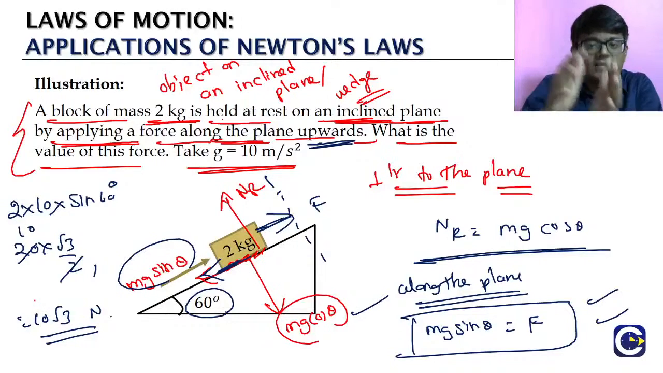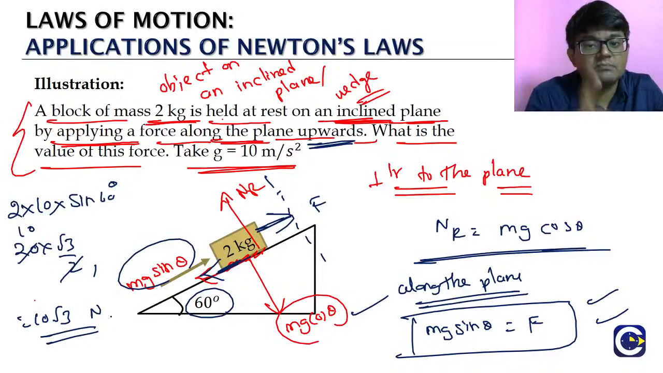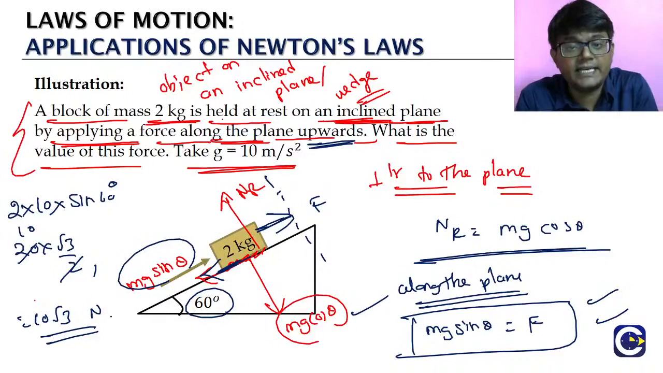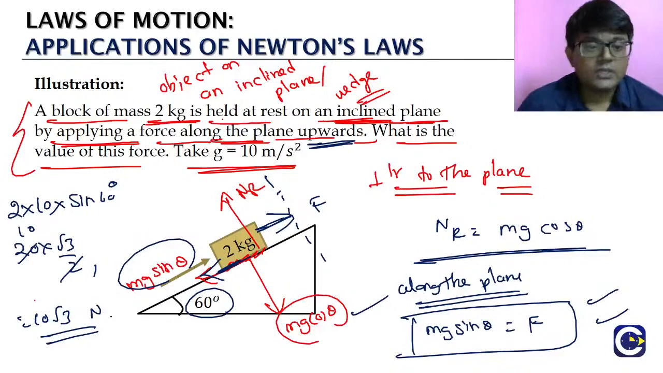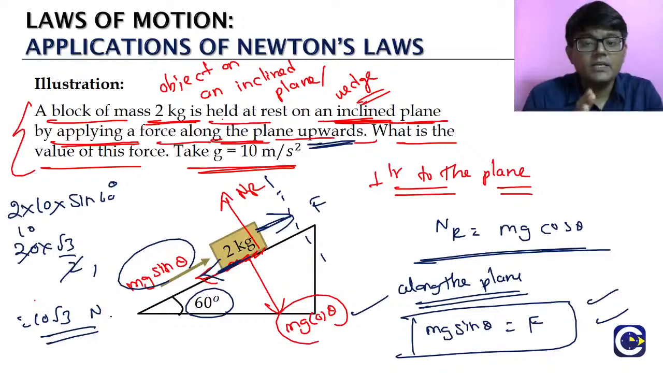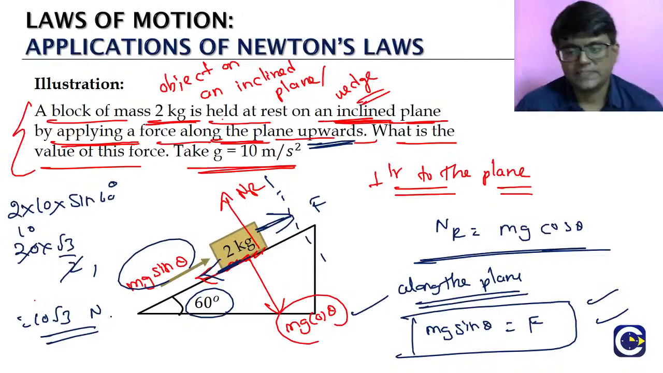So if you have a block on the inclined plane, we take the weight components. The component of the weight along the plane downwards is mg sin theta. The component of the weight perpendicular to the plane downwards will be mg cos theta. Here theta is the angle of the inclined plane. So this is how we are going to proceed with problems of an object kept on the inclined plane. Instead of choosing horizontal and vertical, we will choose along the plane and perpendicular to the plane as the directions.